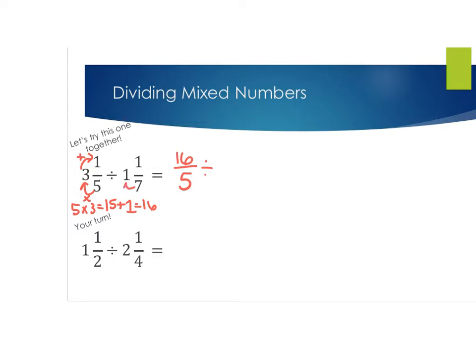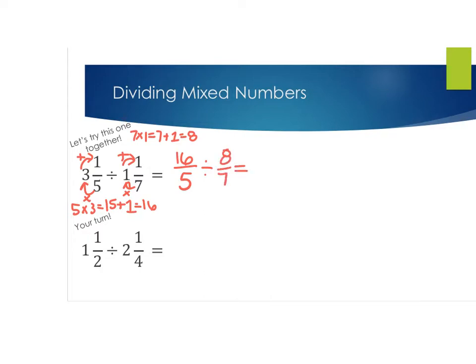So I'm going to do 7 times 1, which equals 7. And then I'm going to add 1, which equals 8. Remember, if I'm going a little bit too fast for you, you can always pause the video and rewind it. So 8's going to be my numerator, and 7 will be my denominator.